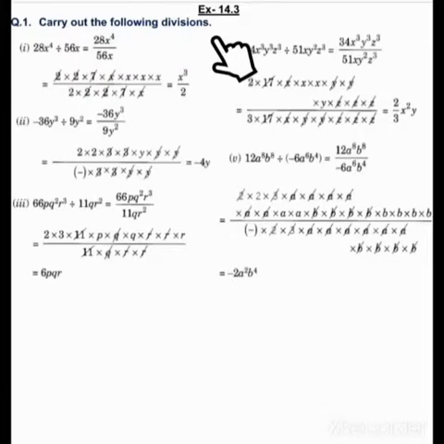Now, next exercise is 14.3. You already remember all formulas, that is (x plus b) whole square, (x minus b) whole square, a square minus b square, and (x plus a) multiply (x plus b). So first question, carry out the following division. It means here first term divide by first term. So we have to take it in fraction order and take the simplest form and our answer will come.